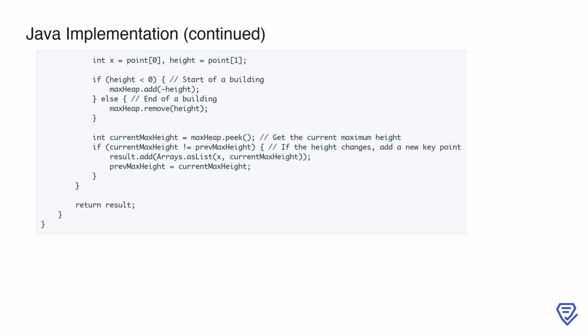If this maximum height changes compared to the previous maximum, it means a new key point in the skyline has been identified. We record this key point as a pair of the x-coordinate and the new height. Finally, the list of key points accumulated in the result variable represents the skyline and is returned as the output.